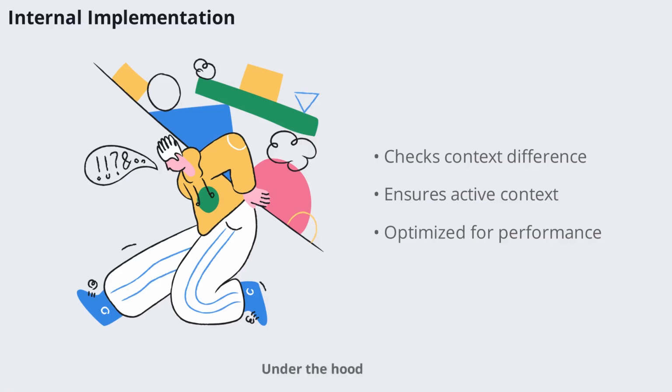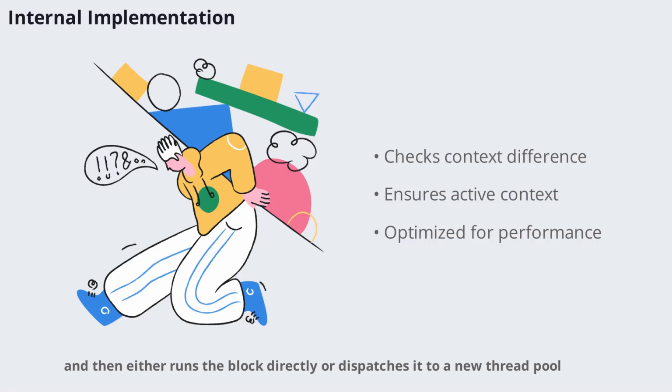Under the hood, withContext uses advanced coroutine mechanisms to switch contexts. It checks if the new context is different from the current one, ensures the new context is active, and then either runs the block directly or dispatches it to a new thread pool. This internal logic is optimized for performance, minimizing overhead and ensuring that context switches are as fast as possible.